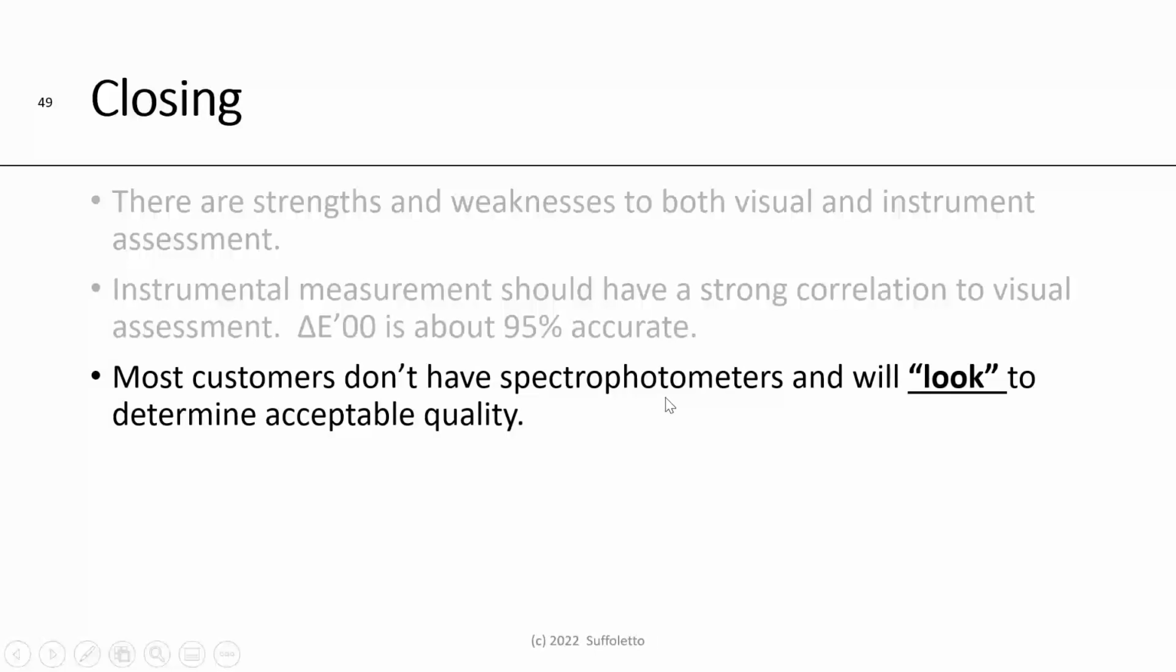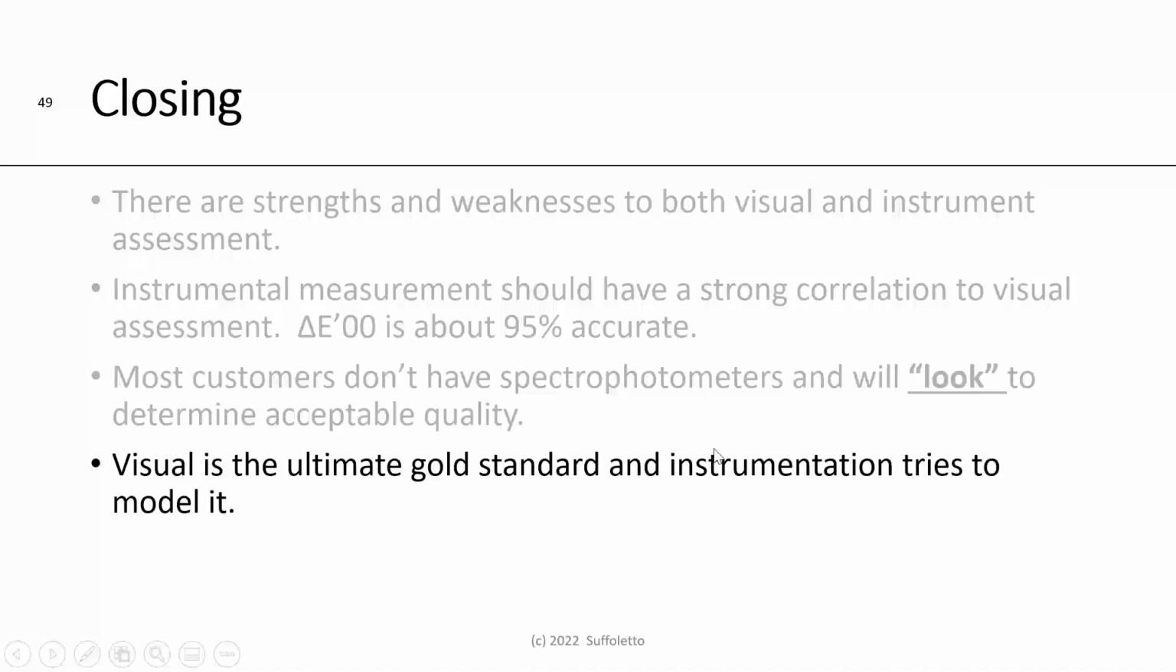Most customers don't have spectrophotometers, so they're not going to be measuring our product. They're going to be looking at our product. They'll determine pass-fail acceptability based on vision. Vision is the ultimate gold standard in instrumentation. Again, based on Munsell and MacAdam ellipses. And acceptability must always be greater than detectability.